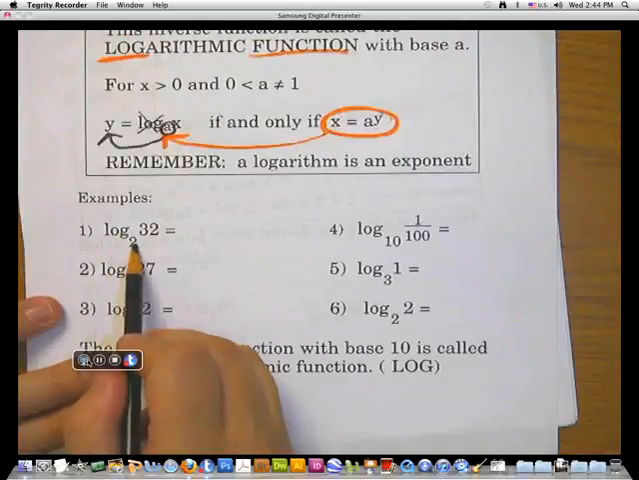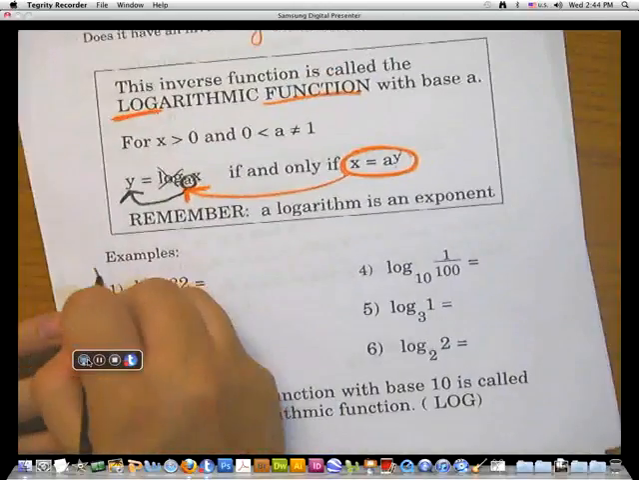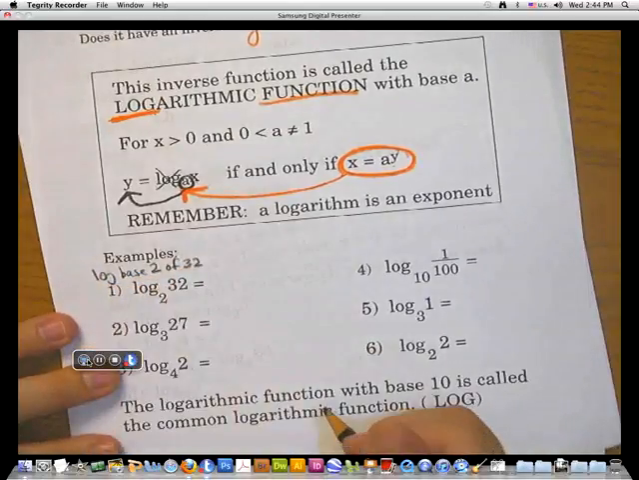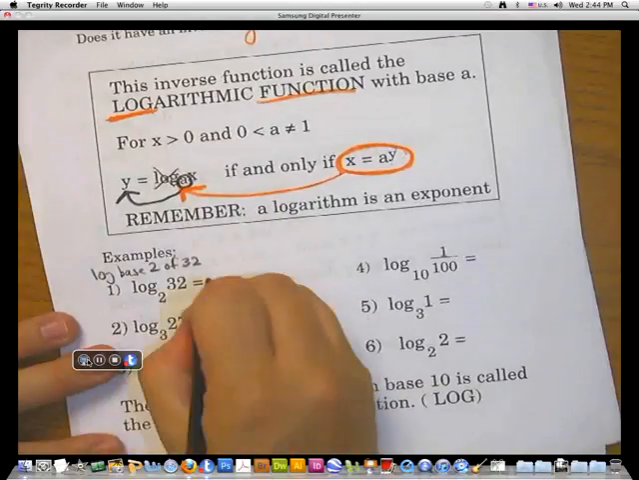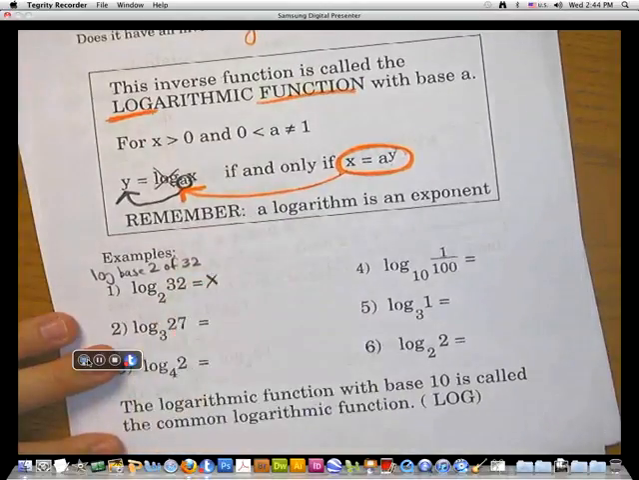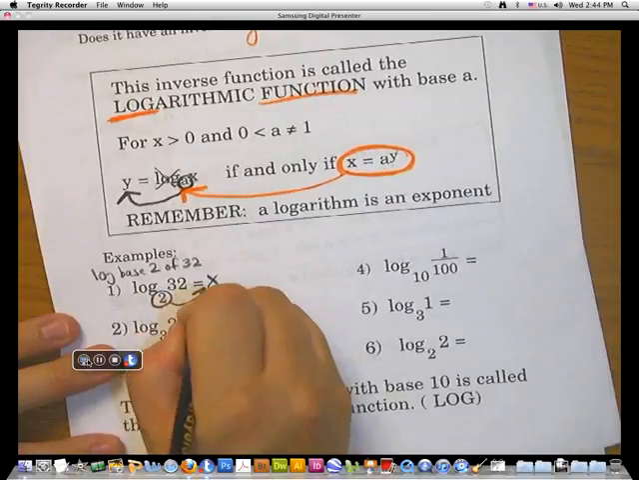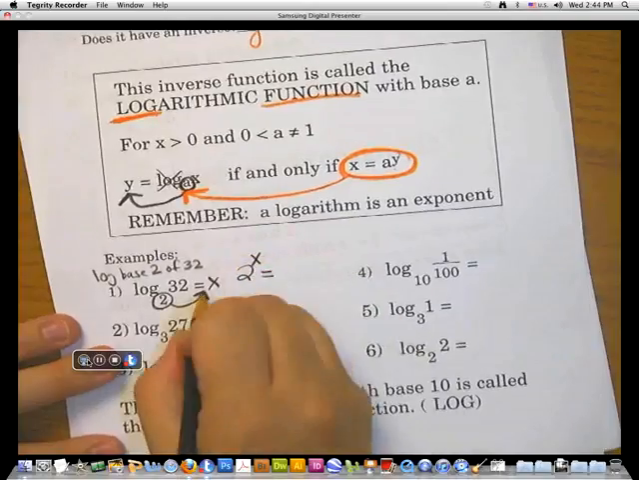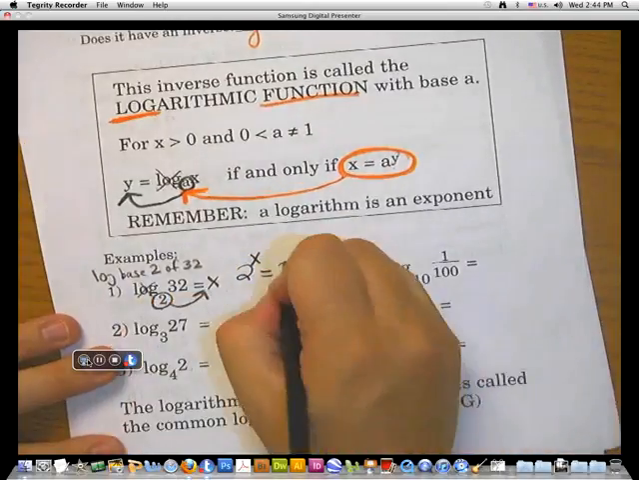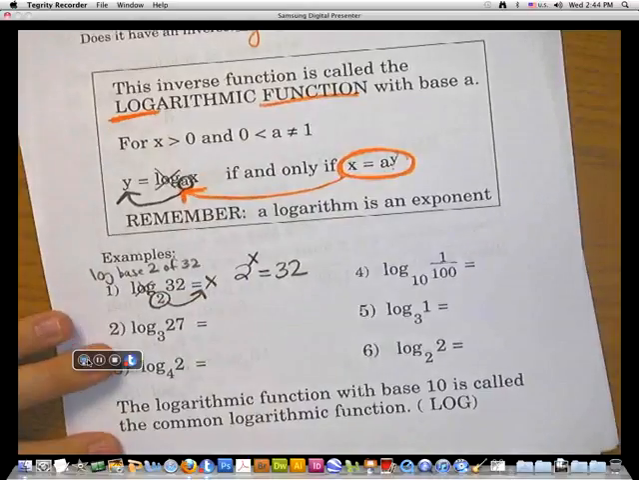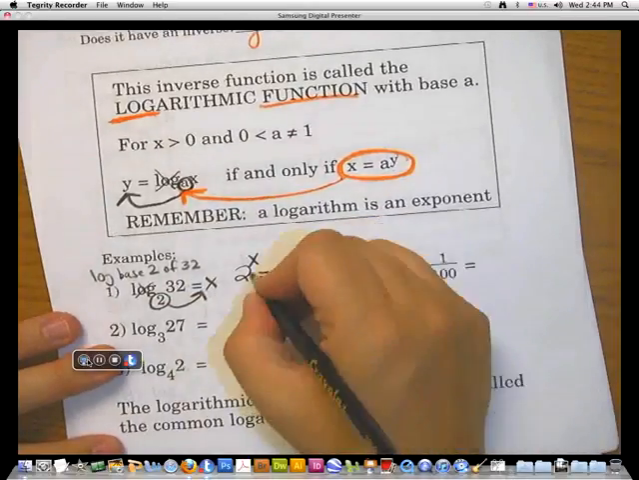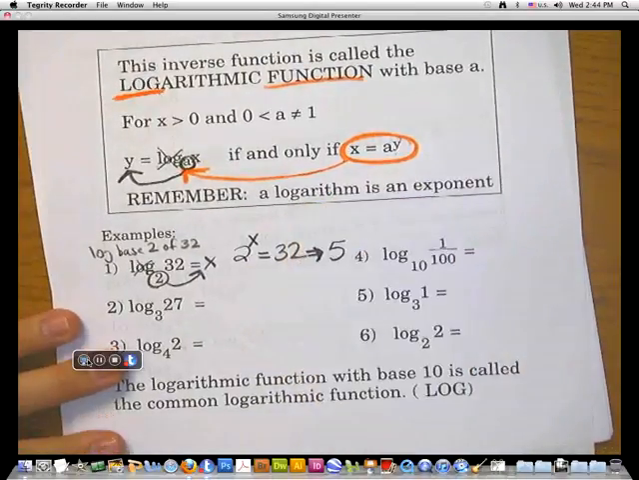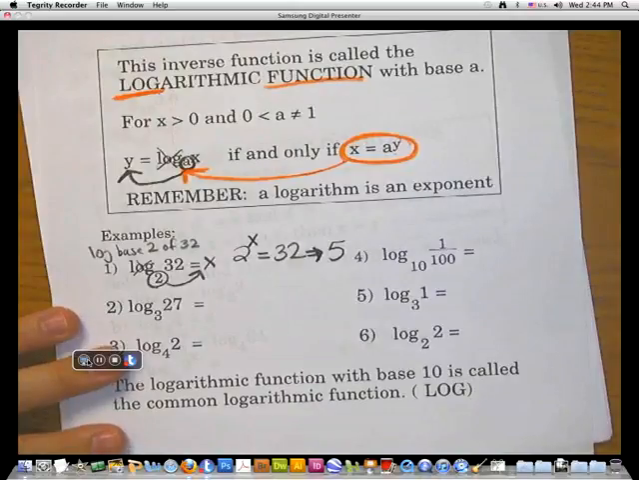So here, log base 2 of 32, and that's how you read it. Log base 2 of 32. If I'm going to switch this, I would say, I don't know what that value is. So 2 kicks up, the base kicks up the other side, equal to, the log word goes away, the number. 2 to the x is 32. Well, you should know that 2 to the x is 32 is 5, because 2 to the 5th power is what is going to give you 32.